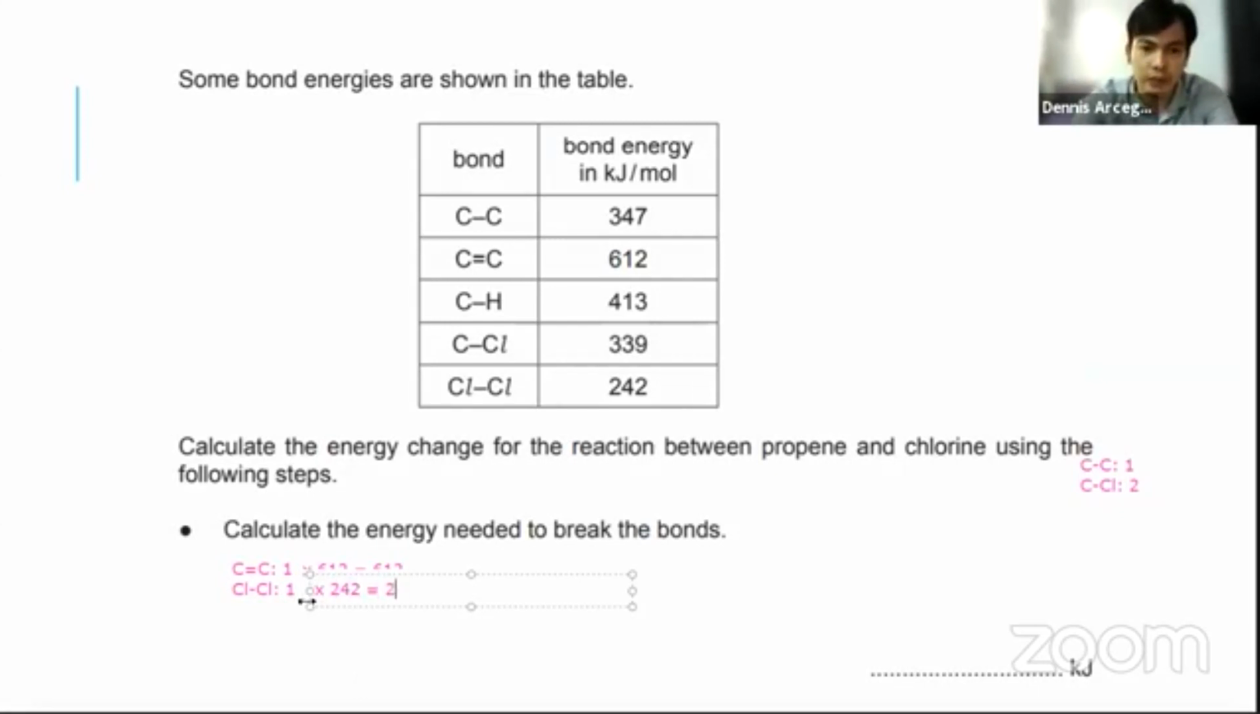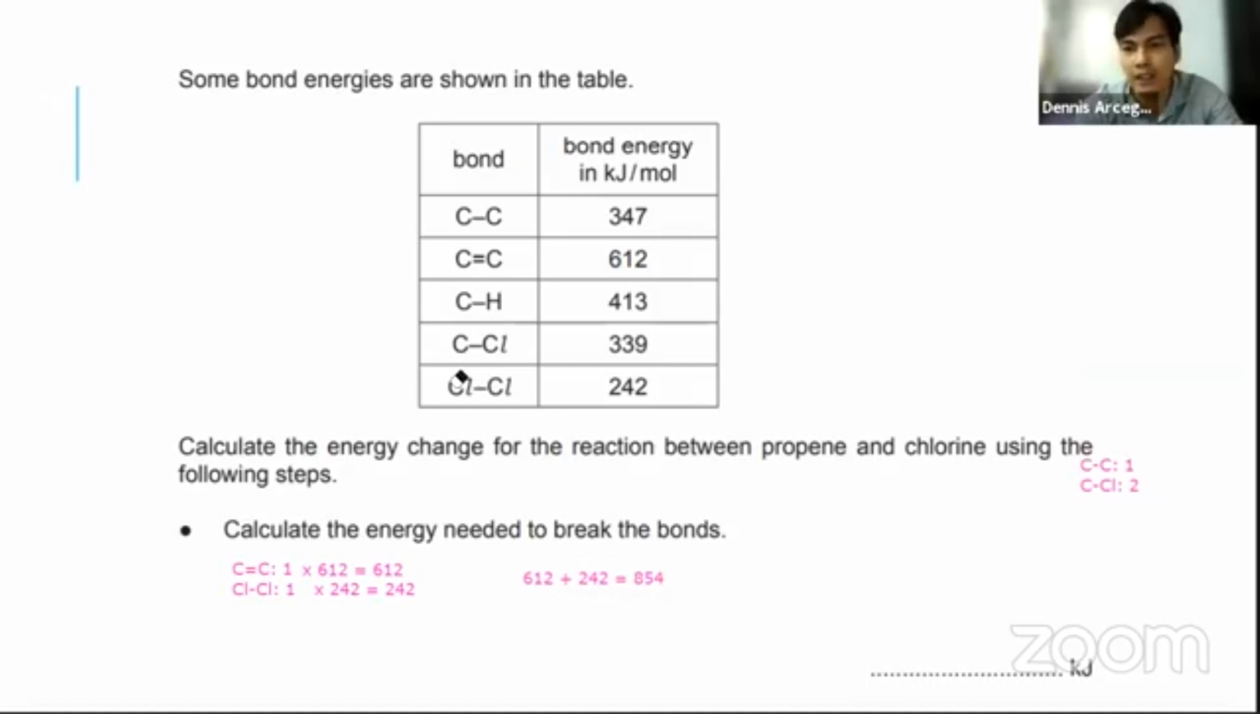Which is equal to 242. Now you can solve it easily. You just have to add 612 plus 242, then you'll get the answer. So 612 plus 242, you'll get 854. So the answer will be 854. Just like that. You simplify, then you can get the correct answer already.